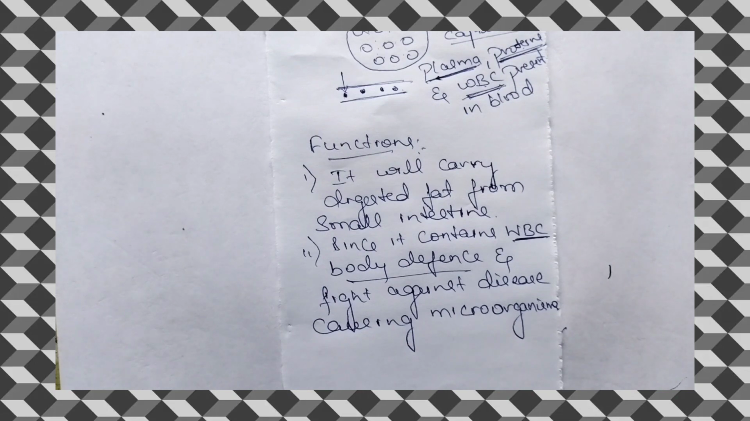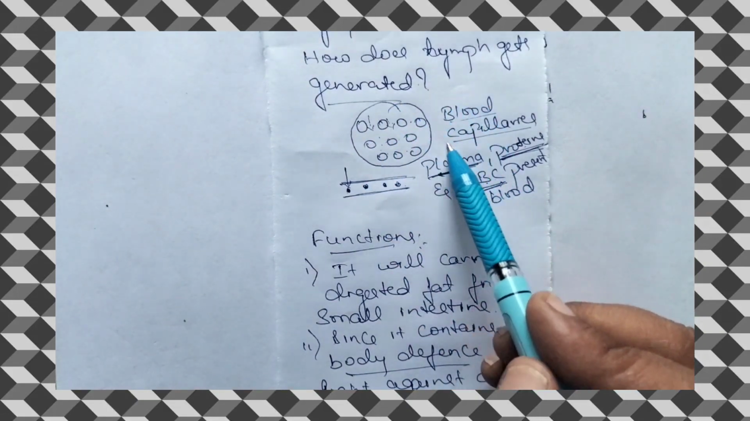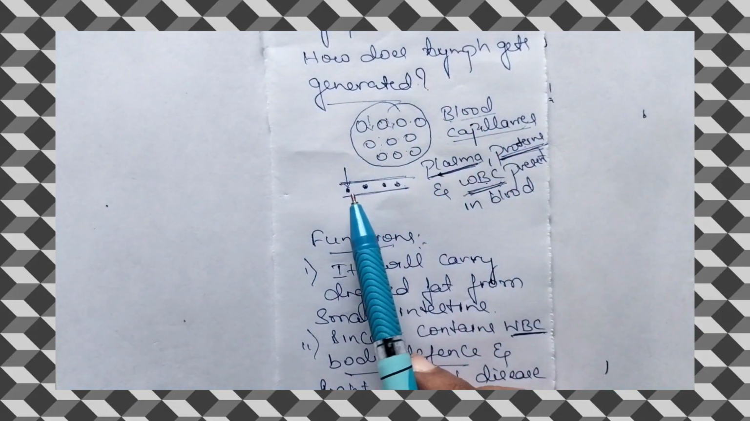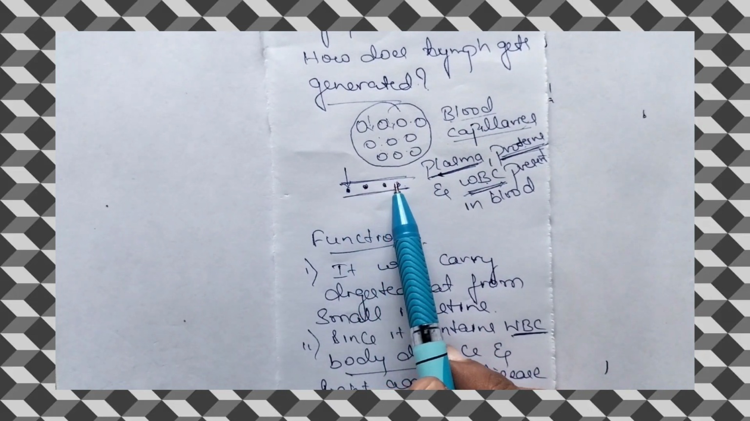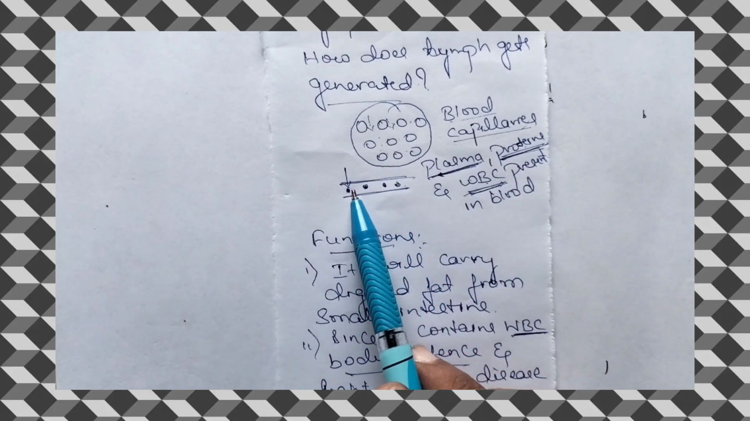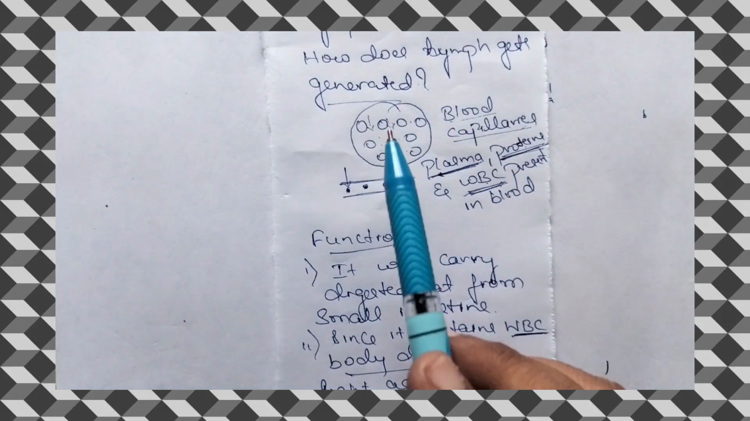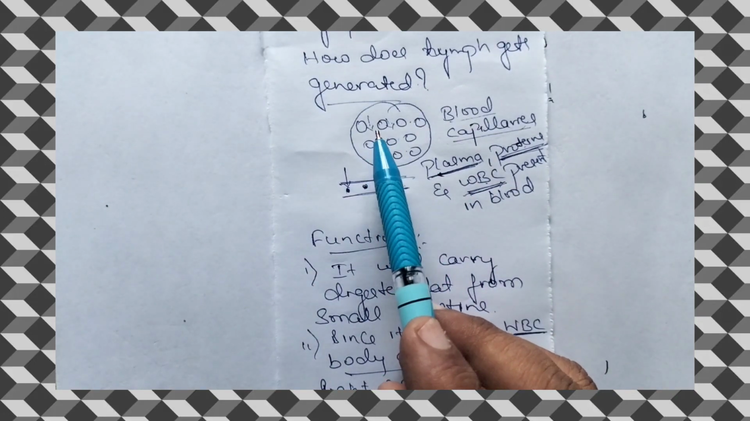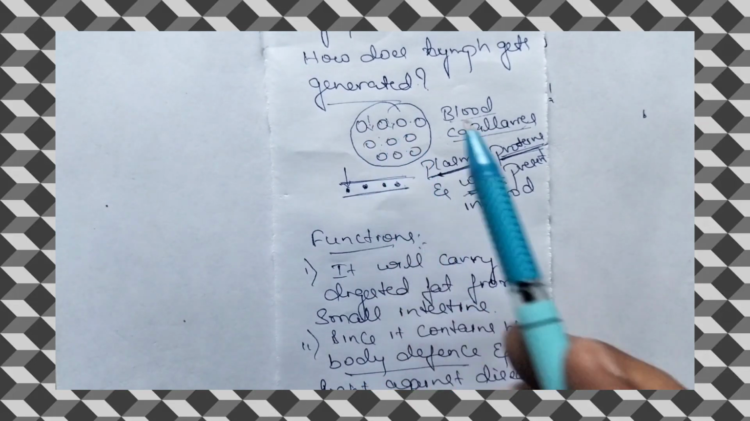What is a lymph? Lymph is a colorless liquid similar in structure to blood. How is lymph generated? So this is a tissue. This tissue is surrounded by blood capillaries. In blood capillaries you can see so many small pores. When blood flows through the blood capillaries, through these small pores, plasma, protein and WBC present in blood will drain into this space, and this colorless liquid which drains into this space is called lymph.